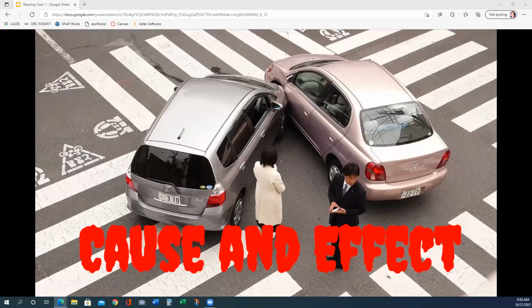Okay, let's talk just a little bit about cause and effect. So if we look at this picture, and I say, because the driver of the car ran the stop sign, he hit my van. What is the cause in that sentence? The cause is that he ran the stop sign. The effect is that he hit my van. Okay, so that is an example of cause and effect.